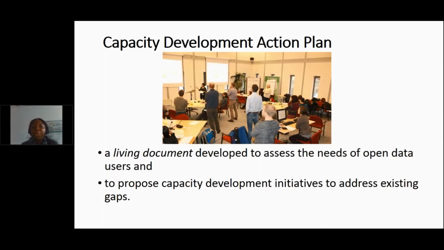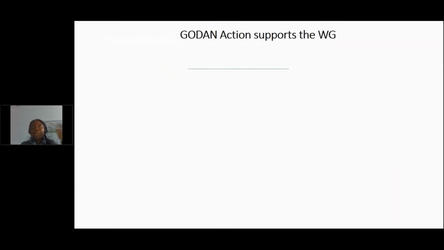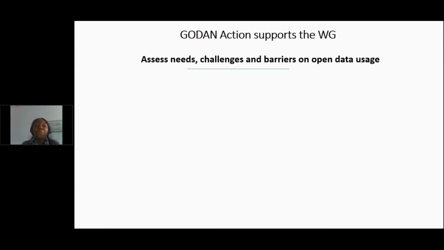And it's from this plan that we draw the activities of Work Package 3, which include supporting this working group on capacity development. So GODAN Action within Work Package 3 wants to support this working group, first of all, to identify what the needs are, what the challenges are, what the barriers are for open data usage. And firstly, we do that using assessments.